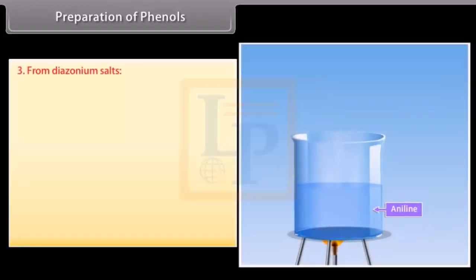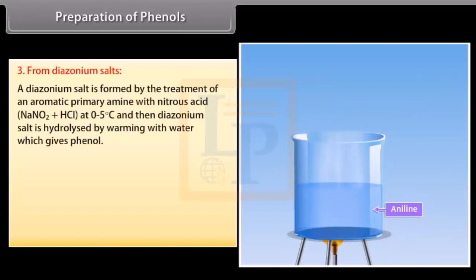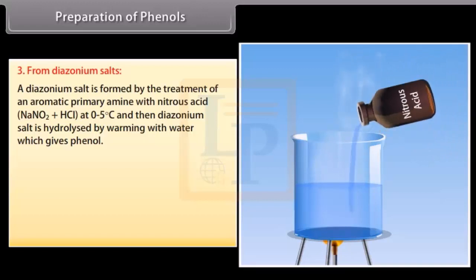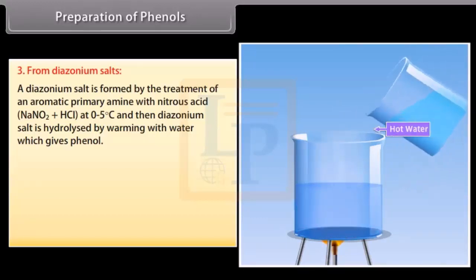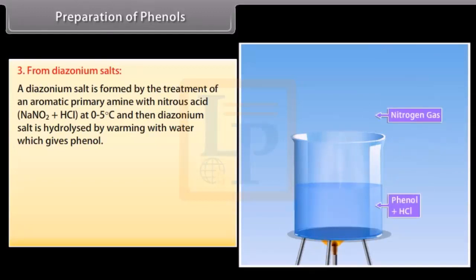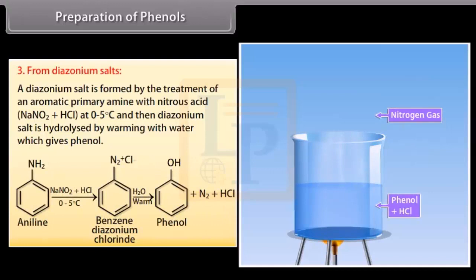Preparation of phenol. From diazonium salts. A diazonium salt is formed by the treatment of an aromatic primary amine with nitrous acid at 0 to 5 degrees Celsius, and then the diazonium salt is hydrolyzed by warming with water, which gives phenol. Aniline is treated with nitrous acid at a temperature of 0 to 5 degrees Celsius. It results in the formation of benzene diazonium chloride, and then by adding warm water it forms phenol, nitrogen and hydrochloric acid.